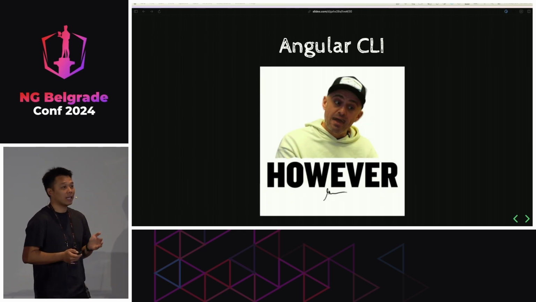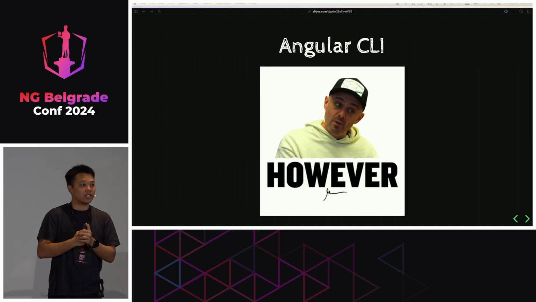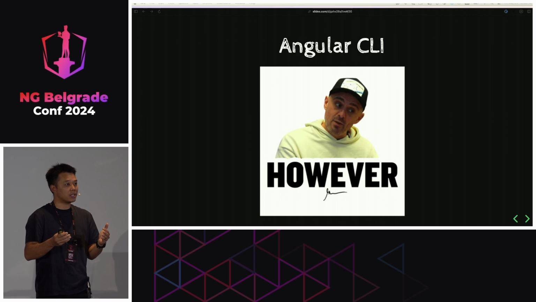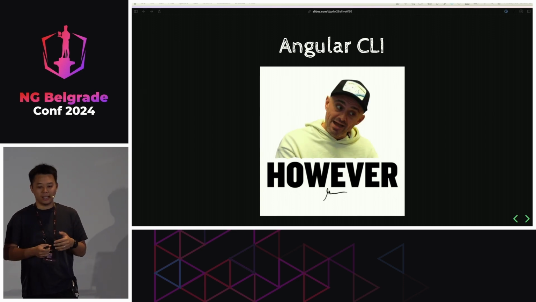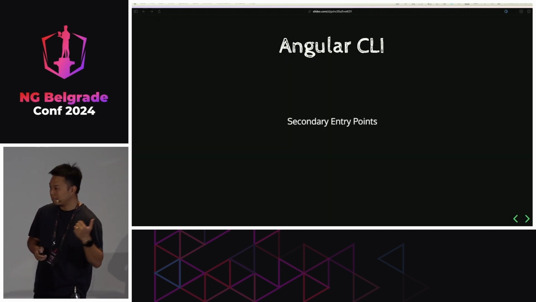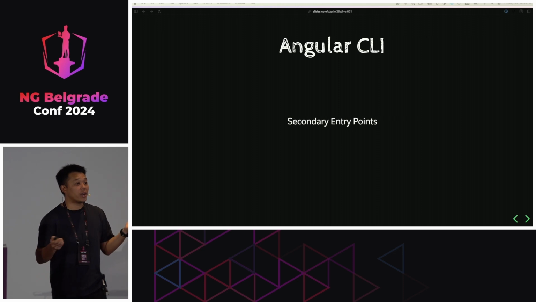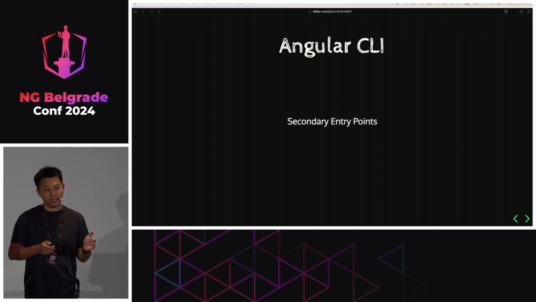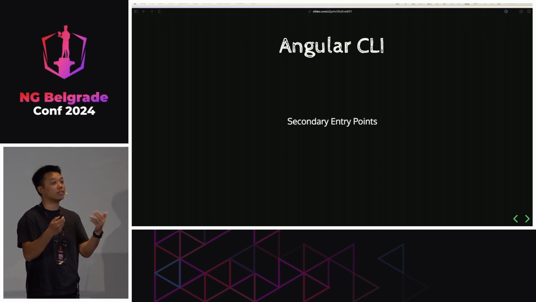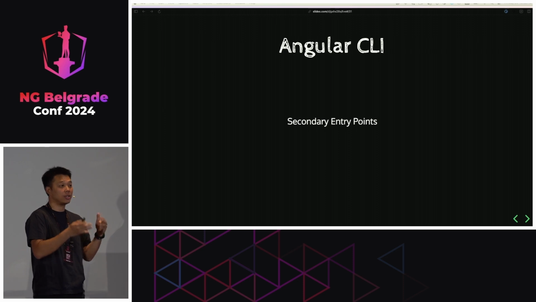However, I guess that's all you get with the Angular CLI in terms of building libraries or managing libraries. So what about secondary entry points? Well, you have to create the new entry points manually. So you have to learn how to create an entry point. What does it need to be an entry point?